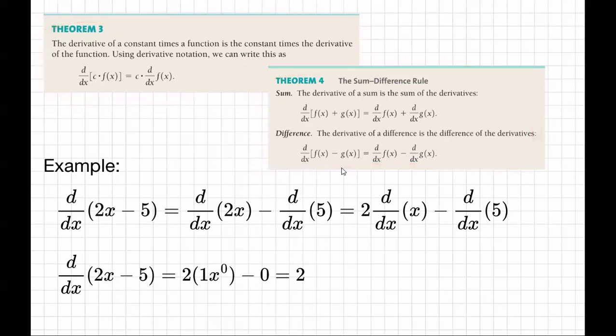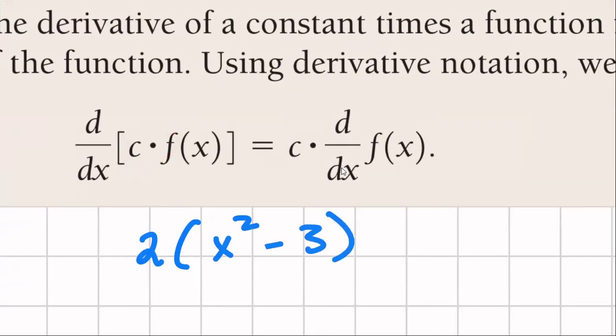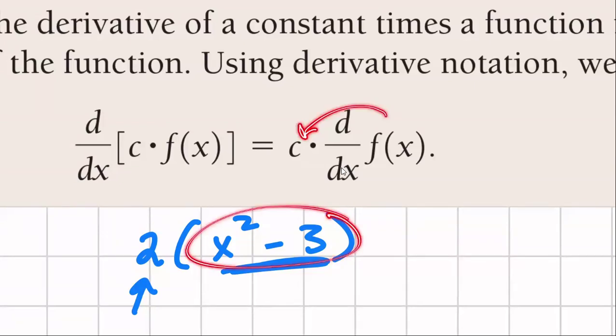If I have a constant multiple, that's what you're seeing here, a coefficient multiplied by something. So if it was, say, 2 times x squared minus 3, this is your function and this is just a coefficient. It's a constant value being multiplied, right? What you see here is you could just bring that to the outside of your derivative and focus on this part, okay?